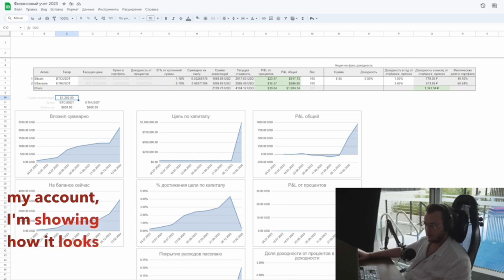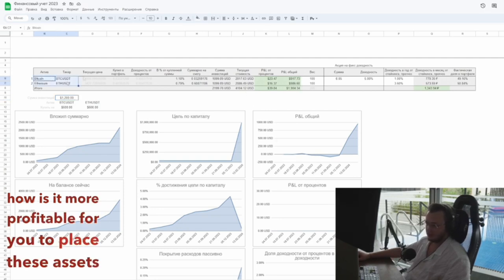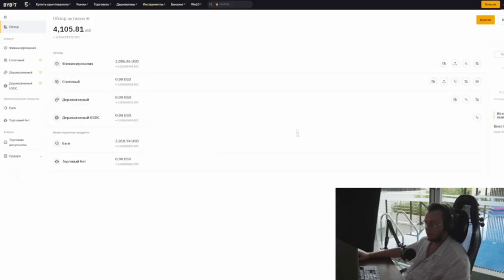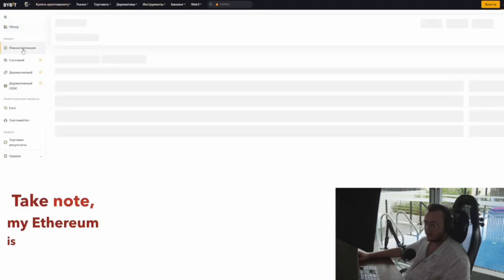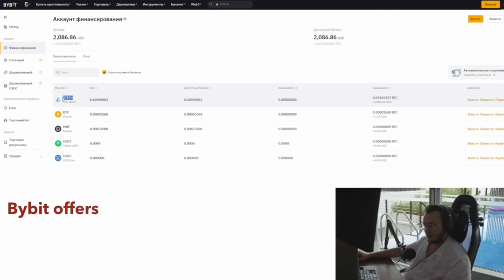I'm showing how it looks like, and if you register on the same Bybit as I, let's say, if you want to invest in Bitcoin, Ethereum in the long term, how is it more profitable for you to place these assets at interest, as I did? Take note, my Ethereum is on my funding account, and it's in the form of Sent ETH 0.6. What's that? Bybit offers an opportunity, as you may know.